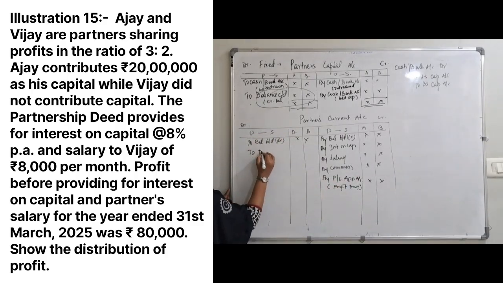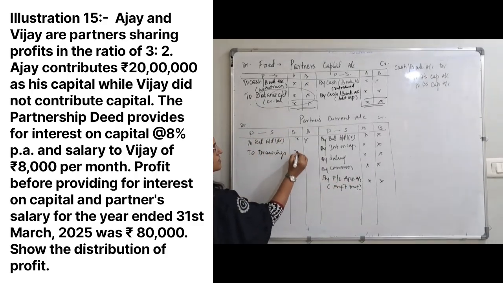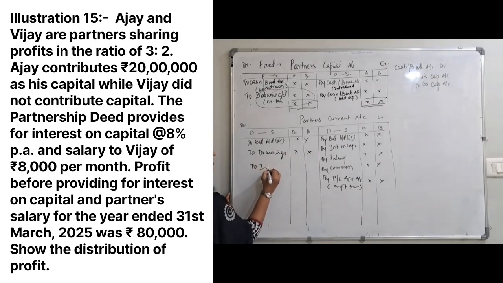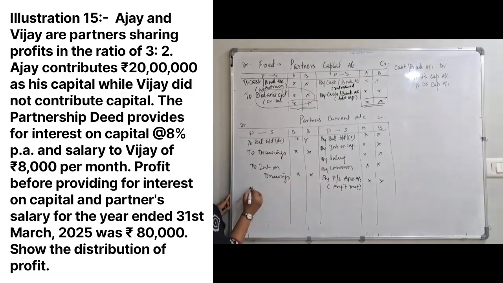Here, if the partner has withdrawn money to drawings, if we charge interest on drawings, to interest on drawings, and if there is a loss in the profit and loss appropriation, to profit and loss appropriation account, in brackets, loss.